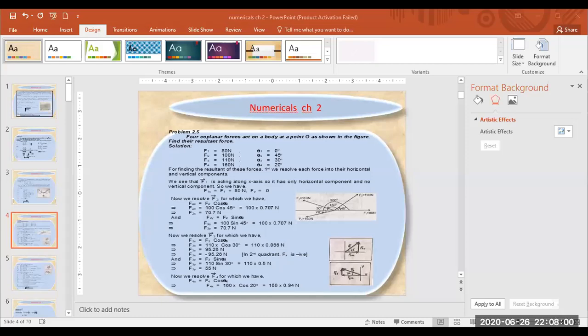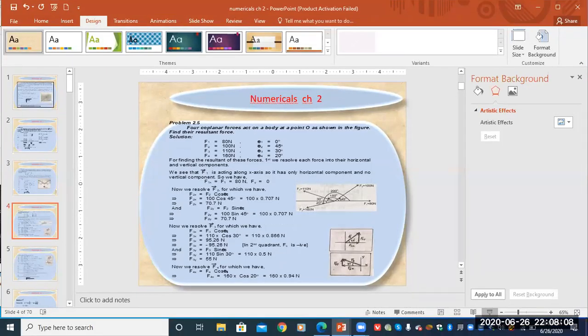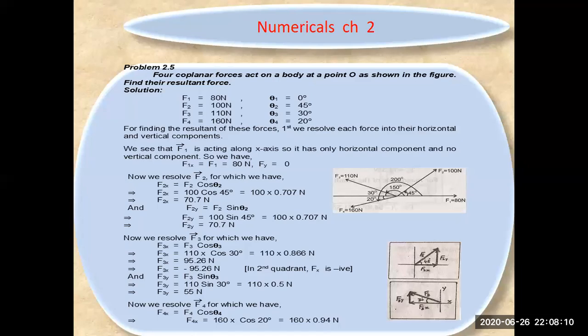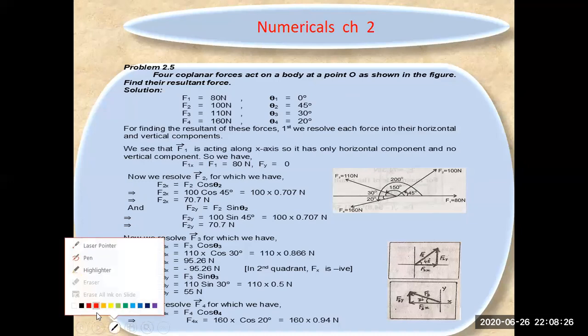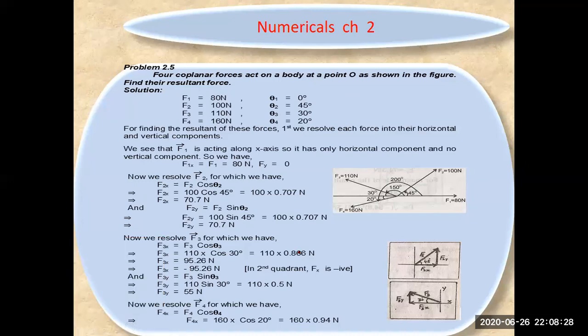We are using some techniques to solve some problems related to forces and resultant of forces. Here is a problem, and in this problem, you are asked: four coplanar forces act on a body at a point O, as shown in the figure. Find the resultant force. This is an interesting type of example where he is trying to check your previous knowledge.